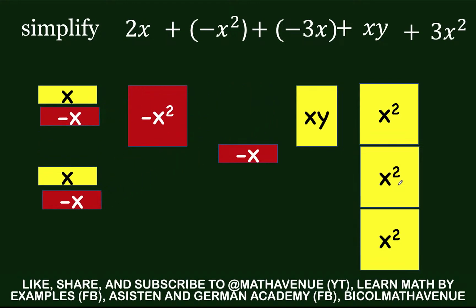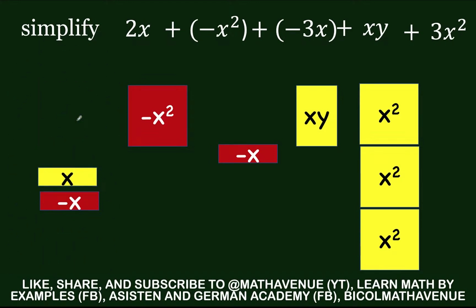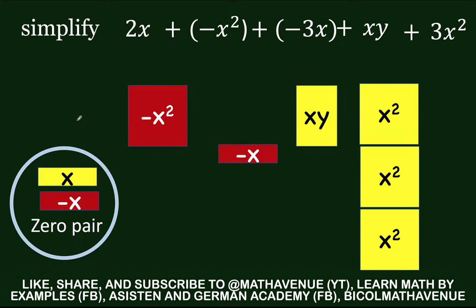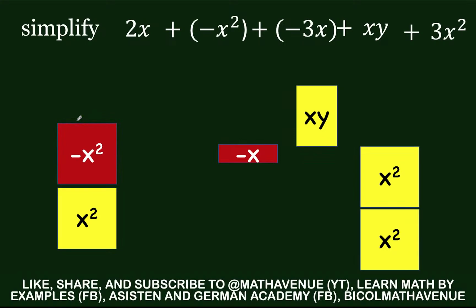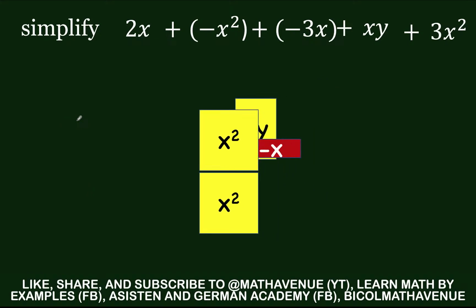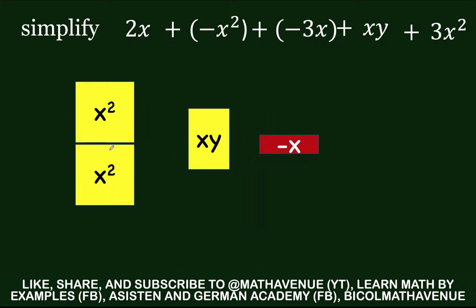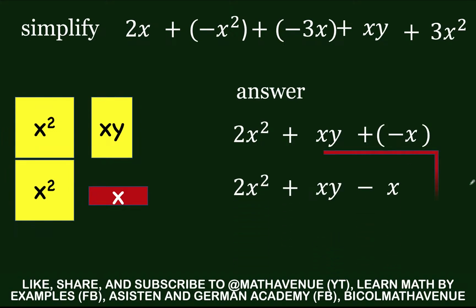Now, this is what happens. This x and negative x form a zero pair, so we can just remove them, throw them away. Its value is 0, it will not affect the sum. The same here. This is a zero pair, so we can eliminate them. Then for x squared and negative x squared, we have one zero pair. So again, remove them. Their value is 0. And what's left is the answer. So you have 2x squared plus 1xy minus x. That would now be the answer to this problem. And when you have plus negative, we can also write that as minus of that variable. So this is now our final answer.